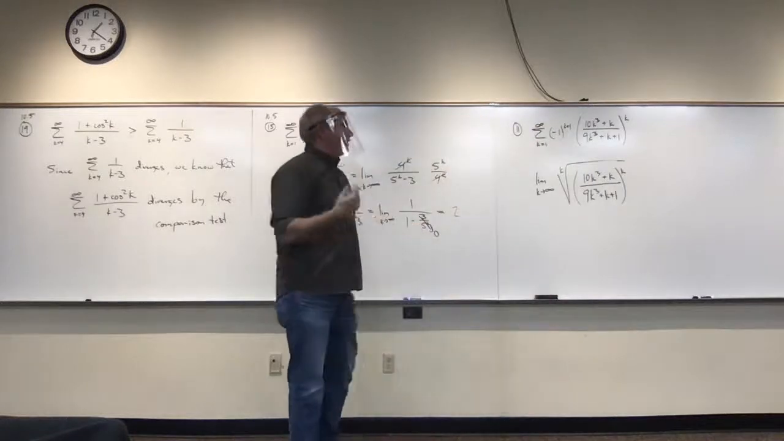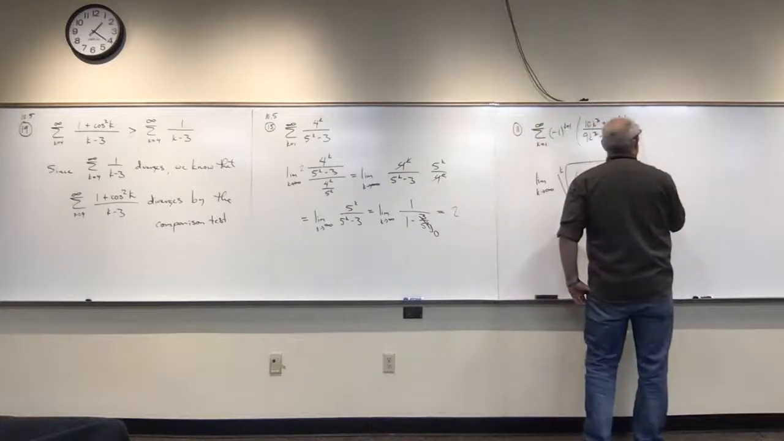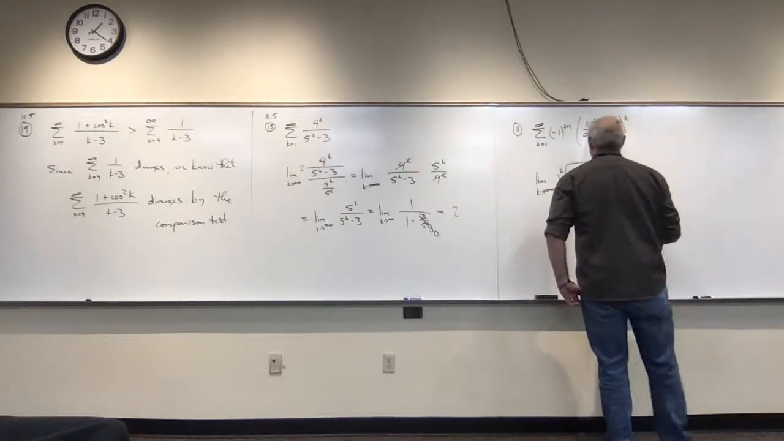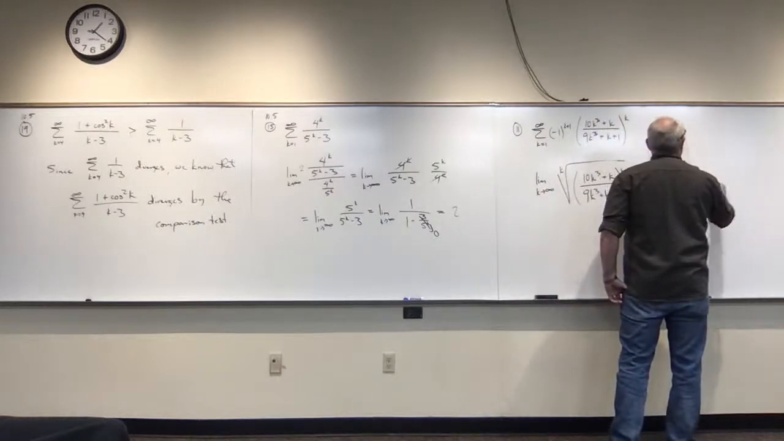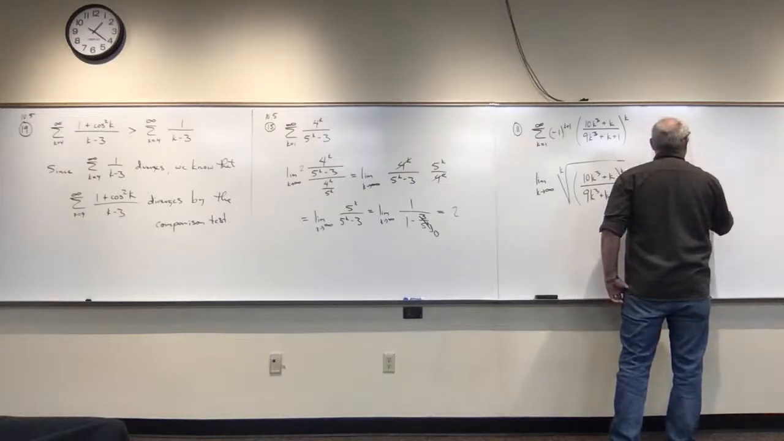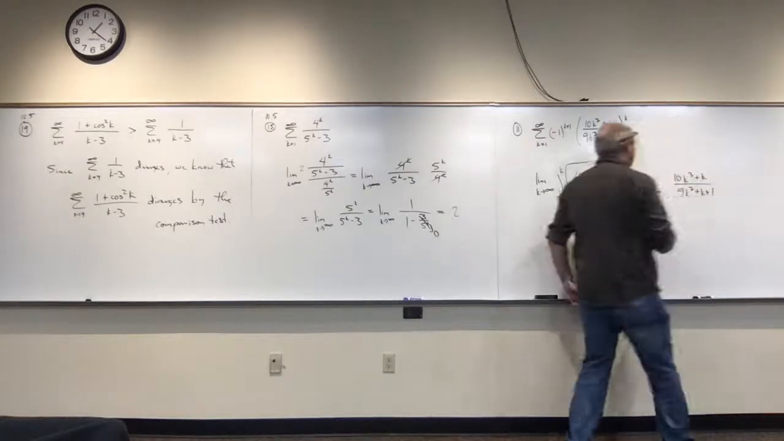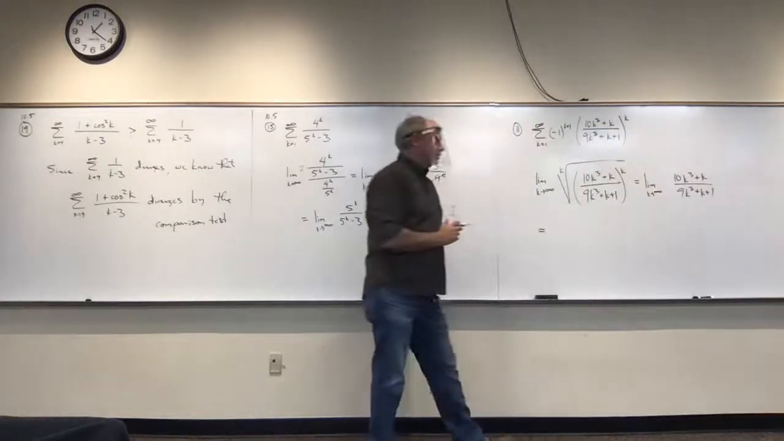When we take the kth root of something raised to the k power, we just get the limit, as k goes to infinity, of (10k cubed plus k) divided by (9k cubed plus k plus 1). Now, can anybody tell me what that limit is?